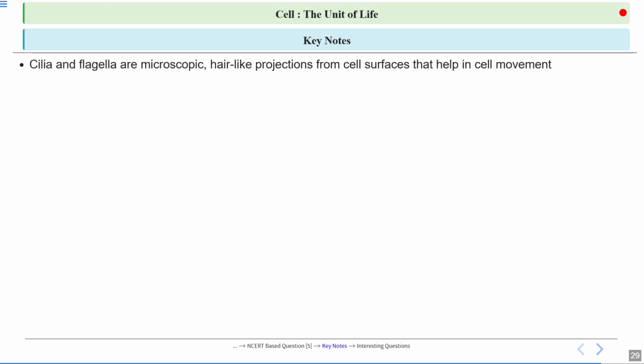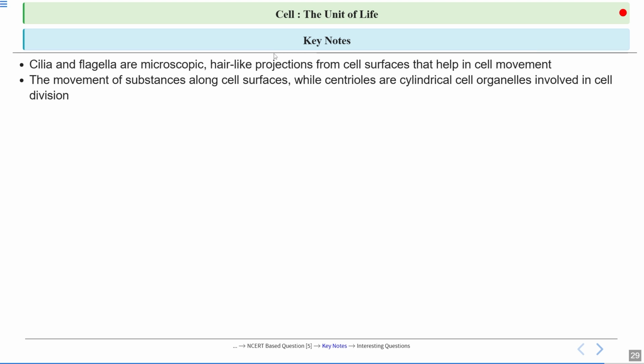Now let's discuss some keynotes. Cilia and flagella are microscopic, hair-like projections from the cell surface that help in cell movement and the movement of substances along the cell surfaces, while centrioles are cylindrical. These centrioles are only present in animal cells. They are cylindrical cell organelles which are involved in cell division.